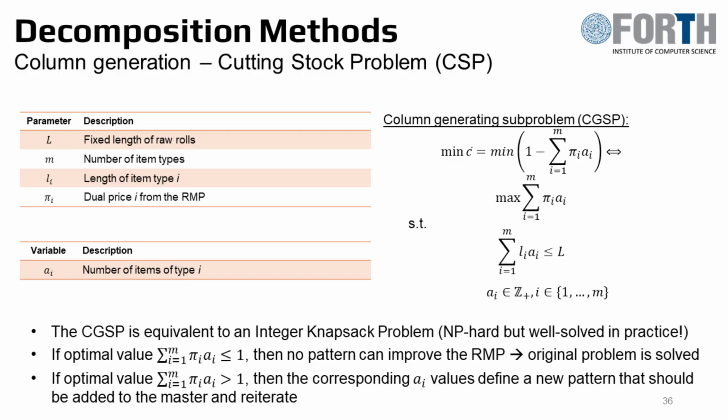So the column generation subproblem is a knapsack problem where (a) the weights are the item lengths L_i, (b) the capacity is the roll length L, (c) the profits are the dual prices π_i. If the optimal value of the knapsack problem is less than or equal to 1, then no pattern has a negative reduced cost, and the current master solution is optimal. If the optimal value is strictly greater than 1, then the corresponding vector a_i defines a new cutting pattern that improves the solution. We then add this pattern to the master problem and repeat the process.